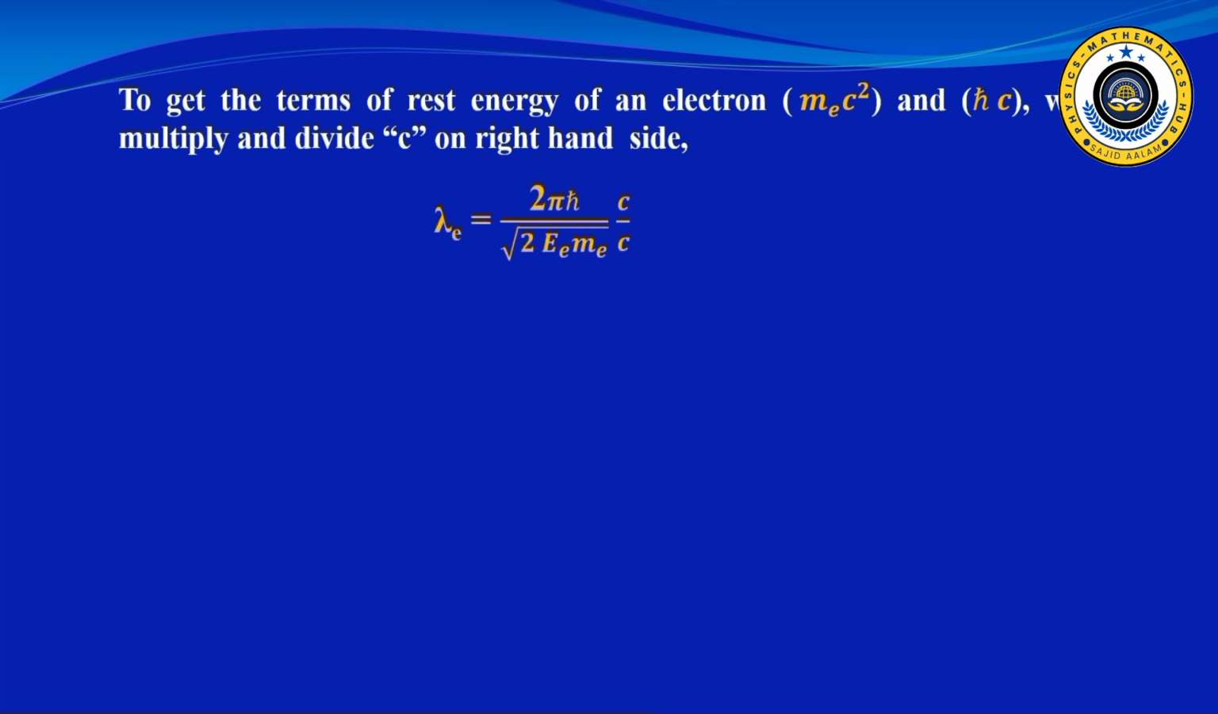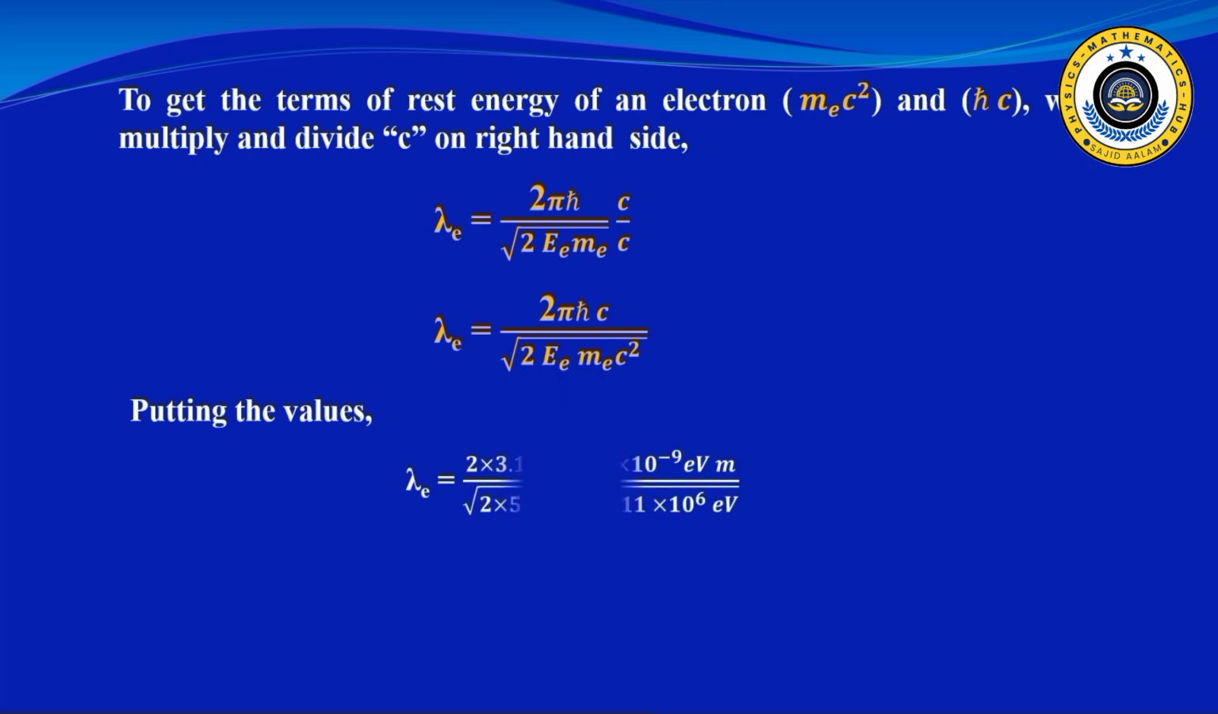Lambda_e is equal to 2 pi ħ times c divided by square root of 2 times kinetic energy times mass of electron multiplied by c. We can also write this as lambda_e is equal to 2 pi ħc divided by square root of 2 times energy of the electron times mass of electron times speed of light squared.